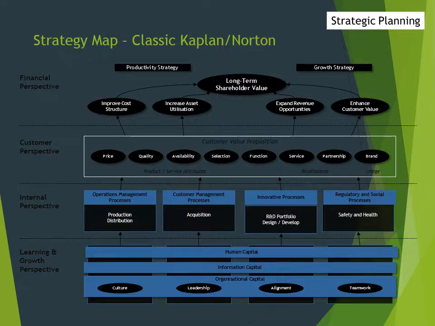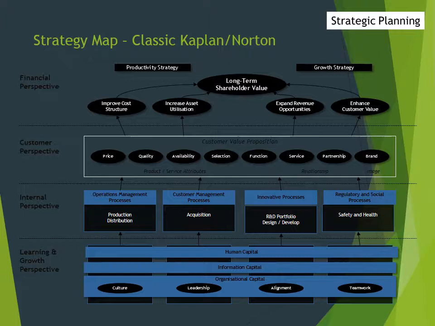Now this is a strategy map. This is called the Kaplan-Norton model, and it looks at two measures of financial and organizational strength. One is called the productivity strategy, where we're focusing on how much we can produce, and the other one is the growth strategy, focusing on how far we can move our company into the future. And this identifies each of these from four different perspectives.